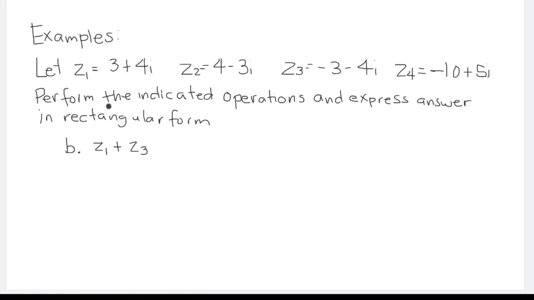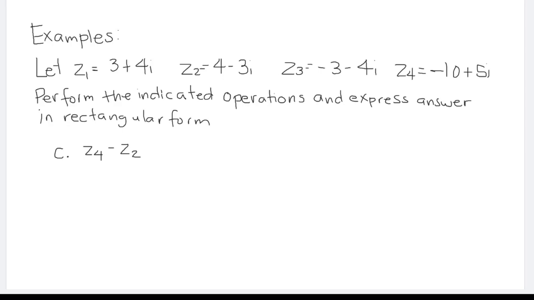For letter B, this time we add C1 plus C3. C3 is negative 3 minus 4i. Again, we add the real parts, 3 plus negative 3, so we have 0. And we add the imaginary parts, 4i minus 4i, and that is 0. So C1 plus C3 is equivalent to 0.